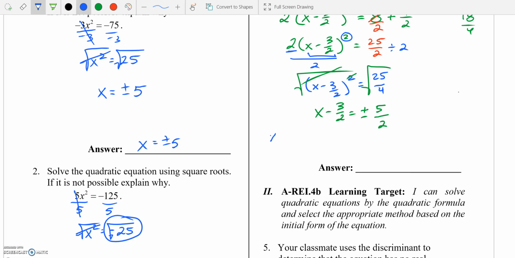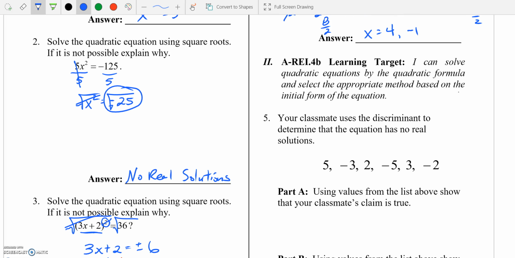x - 3/2 is equal to 5/2, and x - 3/2 is equal to -5/2. If I add the 3 halves to the other side to cancel that out, 5 halves plus 3 halves is going to give me 8 halves, which is 4, and -5 plus 3 is -2 over 2, which is -1.